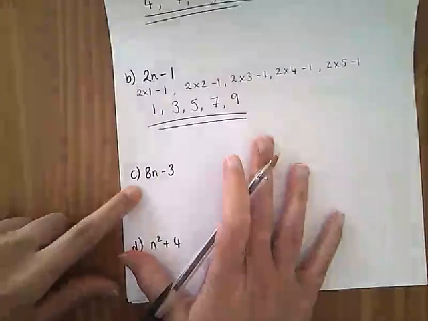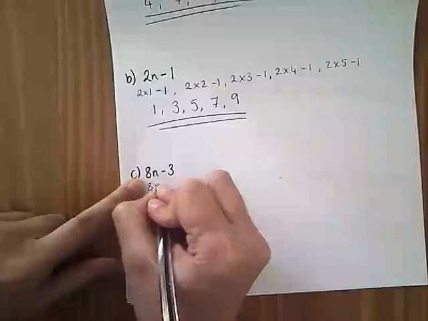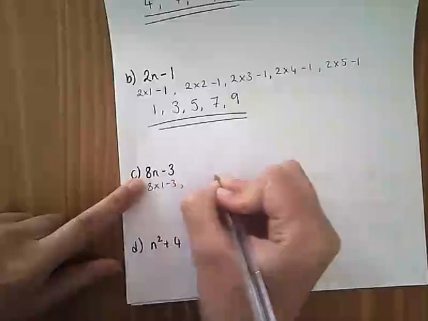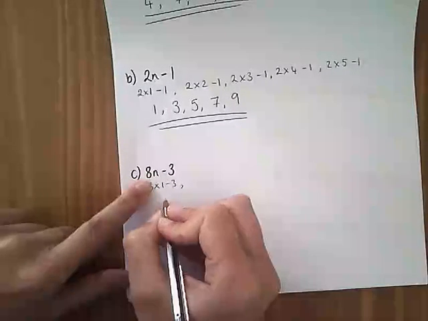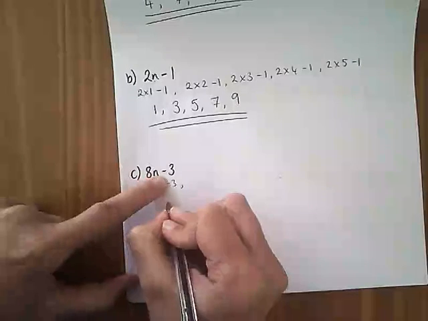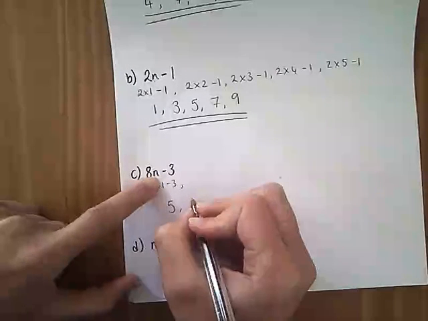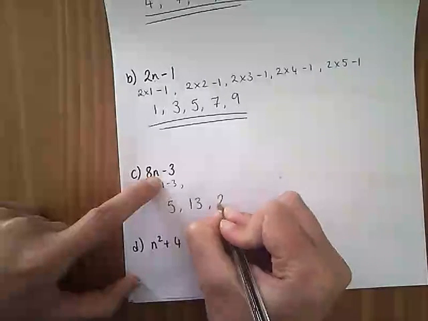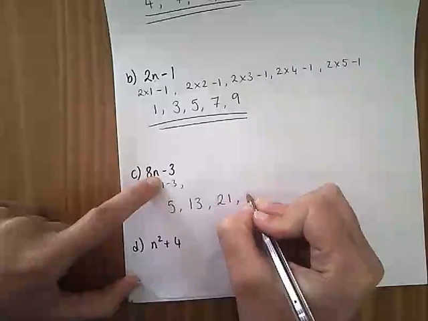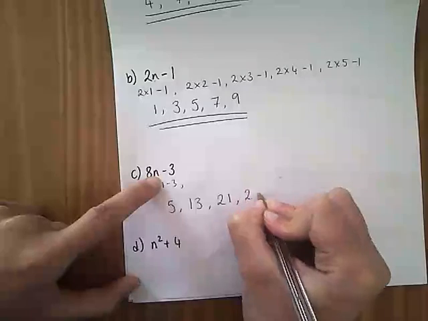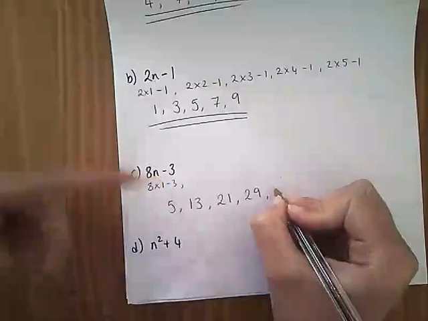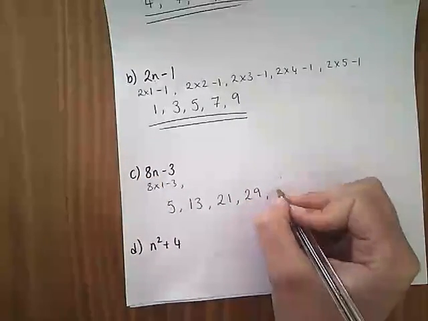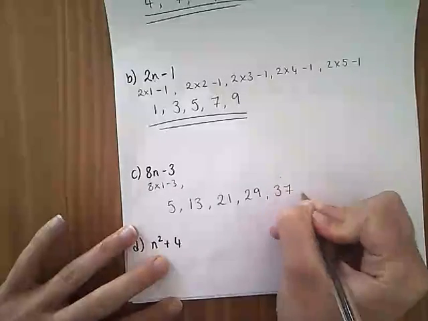And the same thing here. Now, if you can get into the habit of not writing it, you don't have to write this step out, okay? You can just write the sequence. So 8 times 1 is 8, take away 3 is 5, 8 times 2 is 16, take away 3 is 13, 8 times 3 is 24, take away 3 is 21, 8 times 4 is 32, take away 3 is 29, and 8 times 5 is 40, take away 3 is 37, okay?